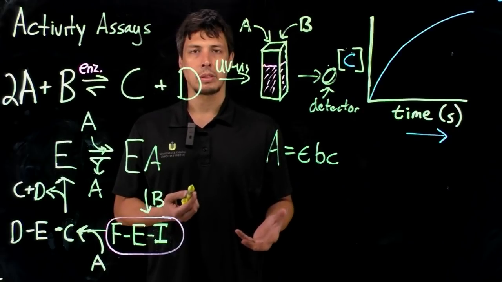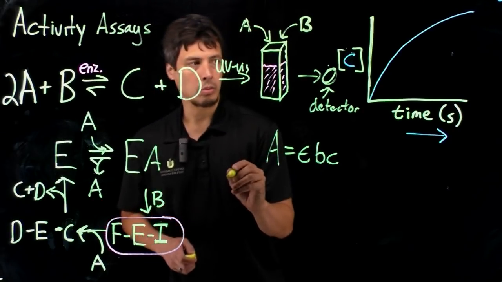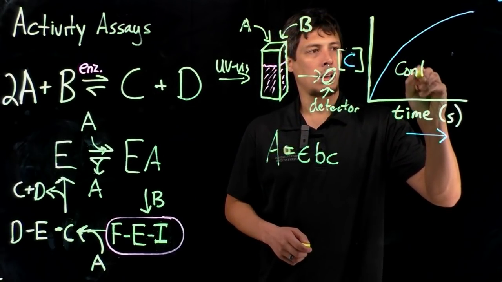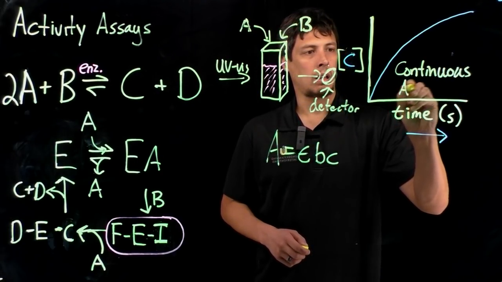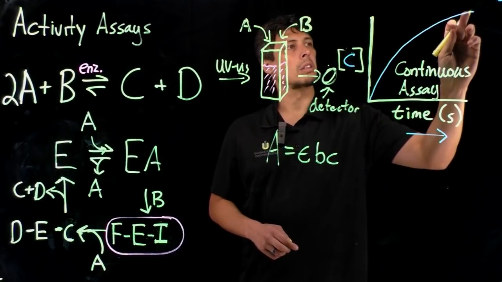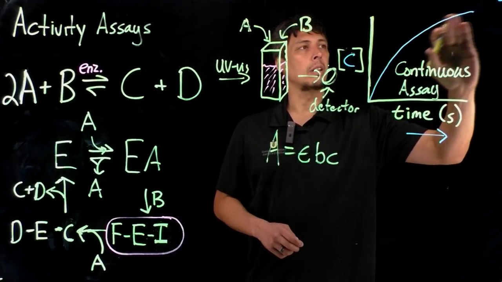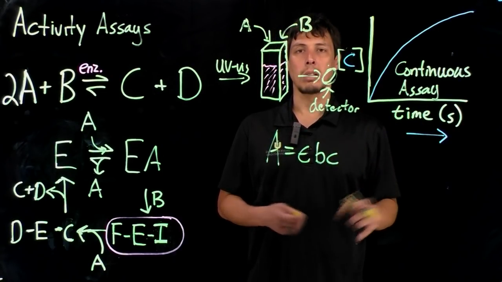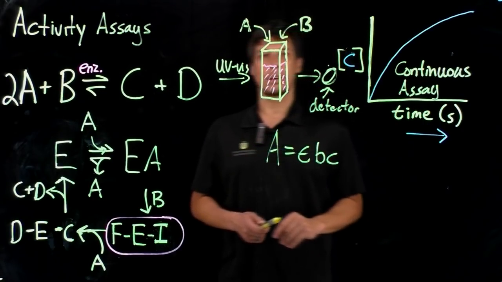We don't need any extra sample prep. We can do everything inside of the cuvette. And so this is what's called a continuous assay. And we may not get a perfect line like this, but we may get a very large number of data points, which makes it look almost like a continuous trace. So this is what we call a continuous assay.